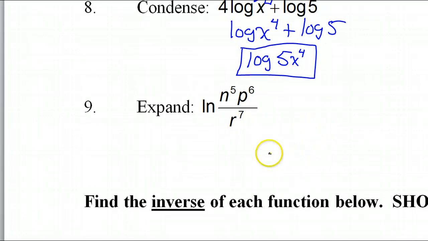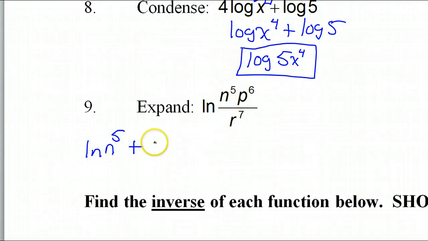Number 9, expanding. All right, anything in the numerator is going to be a positive term. So natural log of n to the 5th power. Oh, that's supposed to be 5th power, not 5n. Okay, natural log n to the 5th power. Make it positive because it's in the numerator.